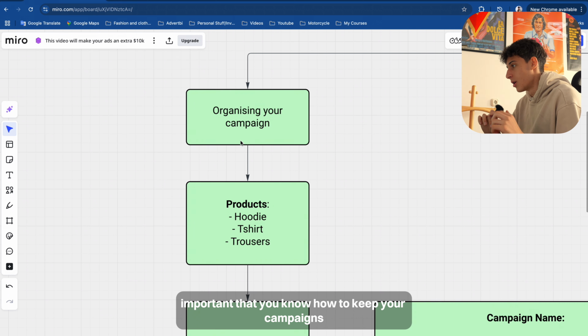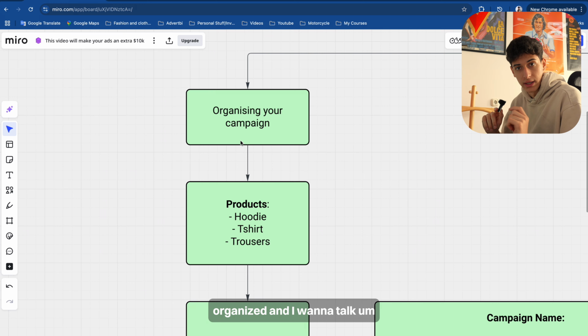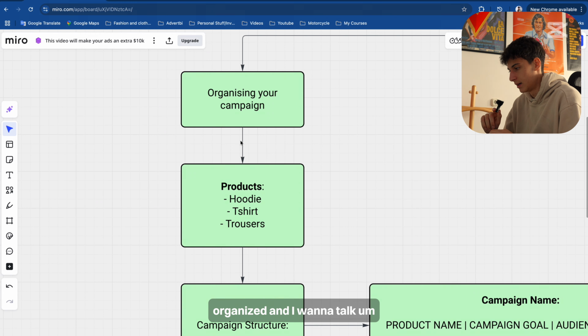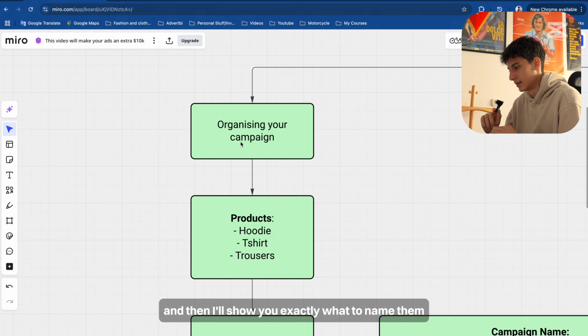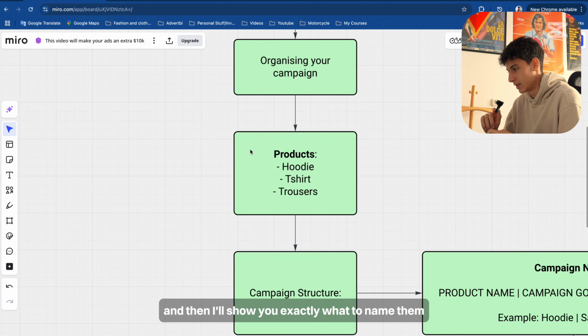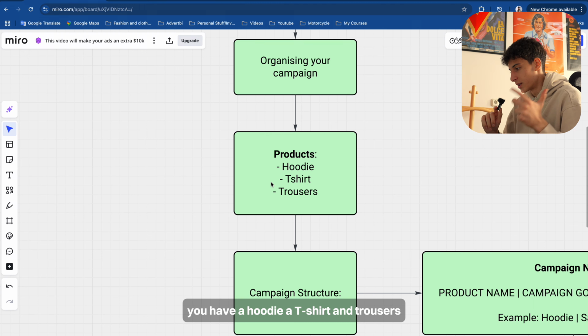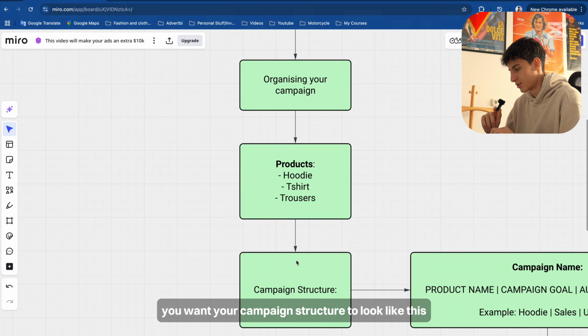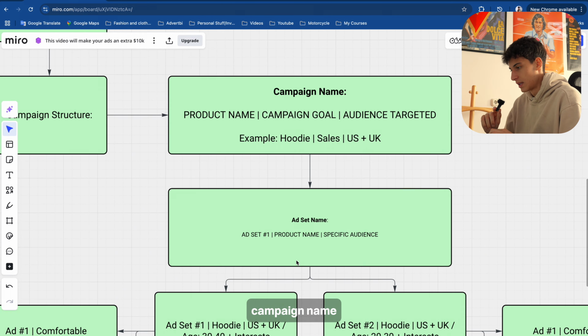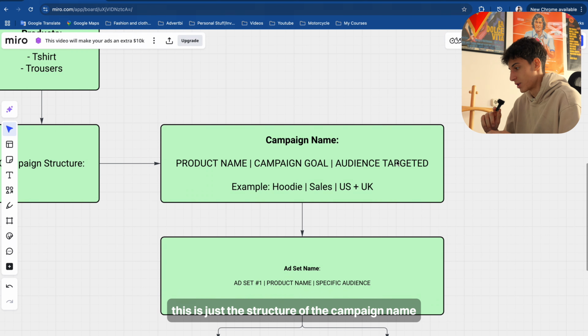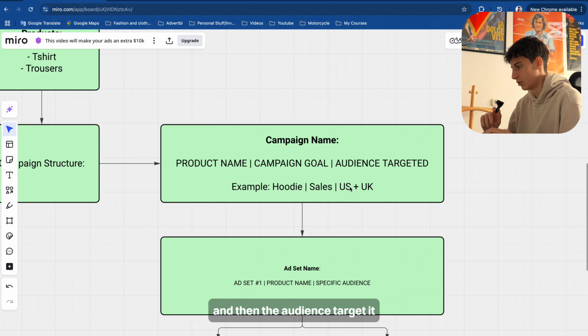It's important that you know how to keep your campaigns organized, and I want to talk about an example here, and then I'll show you exactly what to name them. So first of all, let's say we have three products. You have a hoodie, a t-shirt, and trousers. You want your campaign structure to look like this. Campaign name. This is just the structure of the campaign name. Your product name, your campaign goal, and then the audience targeted.